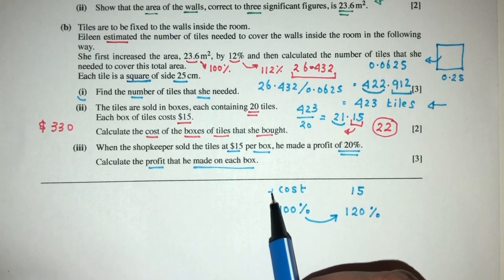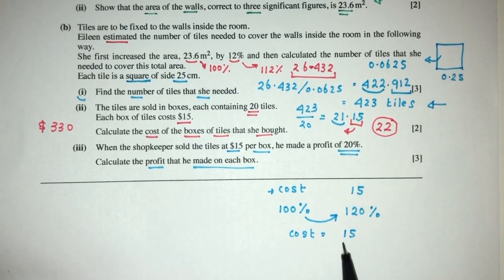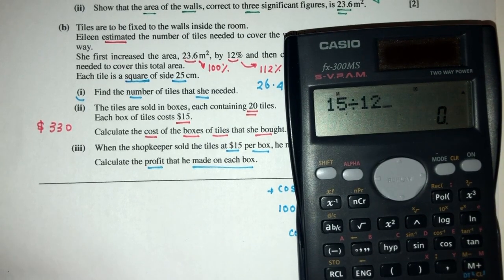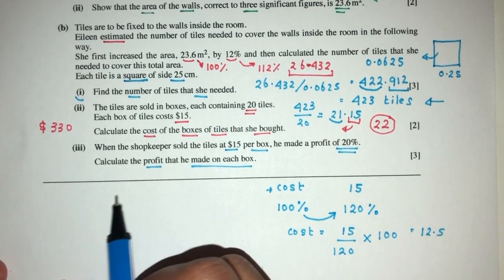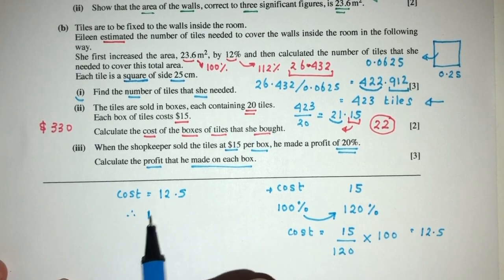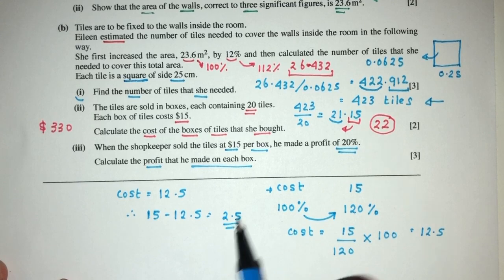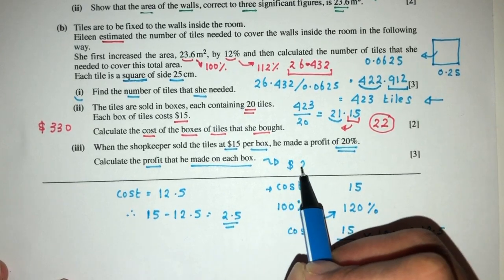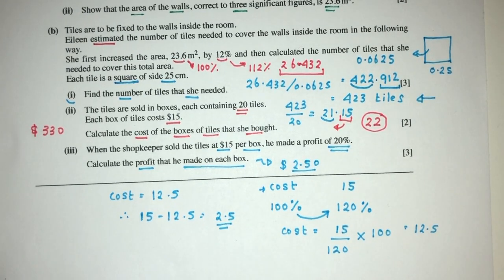So let's first find the cost. The cost will be 15 divided by its corresponding percentage times the desired percentage. That will be 15 divided by 120 times 100, that will be 12.5. So basically the cost at which he bought was 12.5. So we conclude the profit will be the selling price minus the cost, that has to be $2.5. Here you go, $2.5 will be the profit that he made on each box. That will be question number 7.